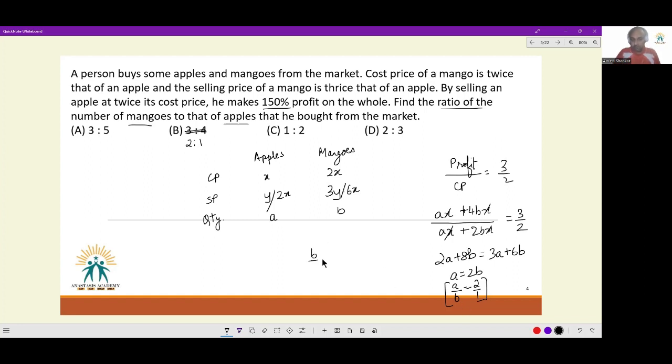Mangoes to that of apples. So the final ratio we need is B by A, which should be 1 by 2. Therefore, the answer is of course option C.